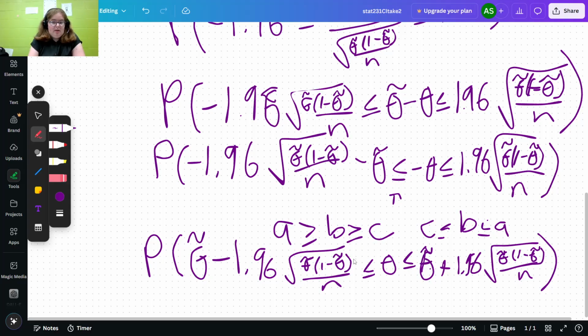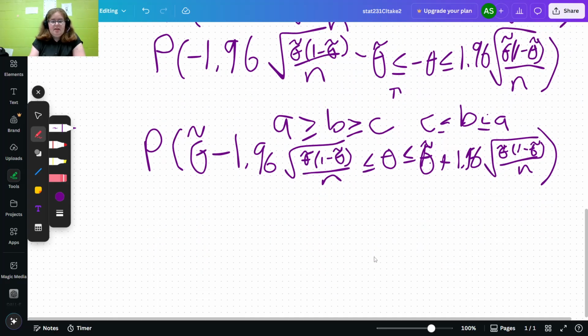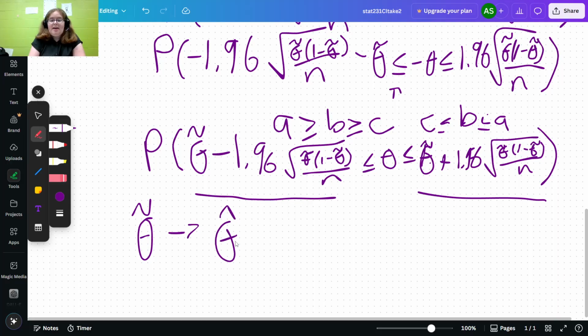So now we got theta in the middle. And this is going to be my lower bound here, and this is going to be my upper bound. So I already got that A is 1.96 over here. And now I just need to figure out what theta tilde and what n is. So we'll talk about theta tilde. And theta tilde is basically my stand-in for theta hat, which is my maximum likelihood estimate for the binomial distribution that I'm given here.